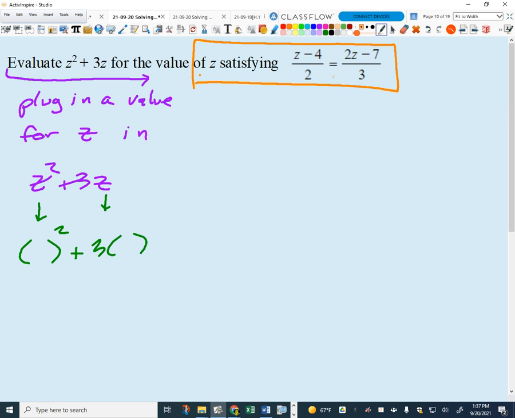Okay, give me thumbs on the concept here. Okay, good. So now let's put it into practice. How are we going to solve a proportion? Cross multiply. Good. So we've got this cross product, right? 2 times the quantity 2z minus 7 equals this cross product, 3 times the quantity z minus 4.